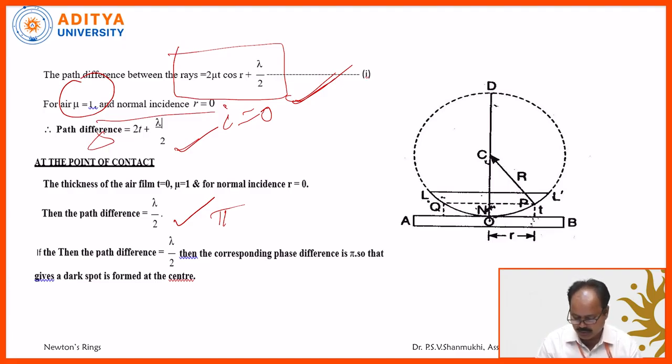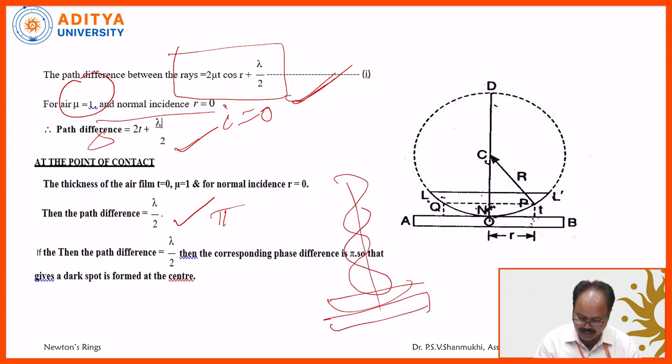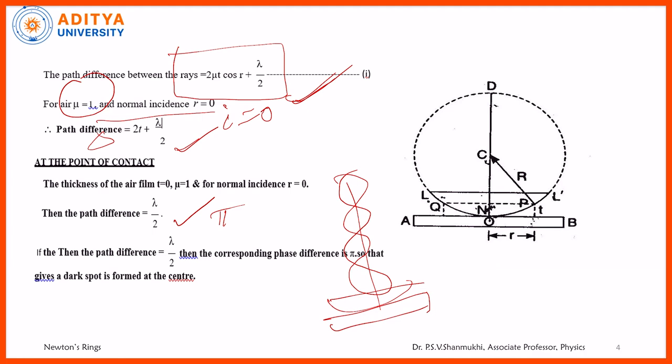For example, this is the plano convex lens and plane glass. Light is incident normally and again it is reflected backside. These two waves are out of phase. This is one wave, this is another wave. Two waves are out of phase. That's why destructive interference takes place. That's why the central spot of Newton's rings is always dark due to the reflected light.